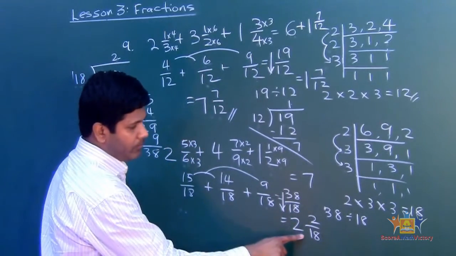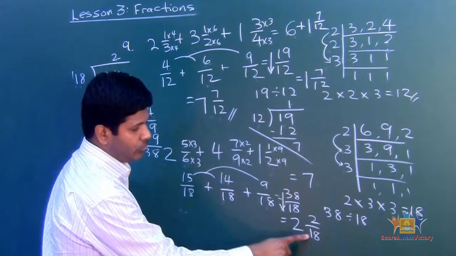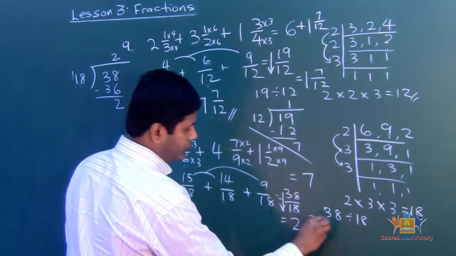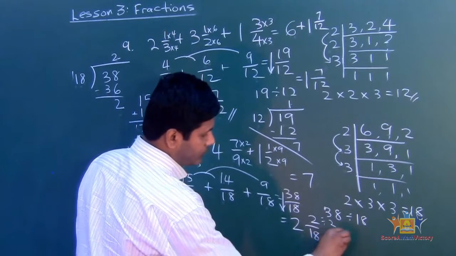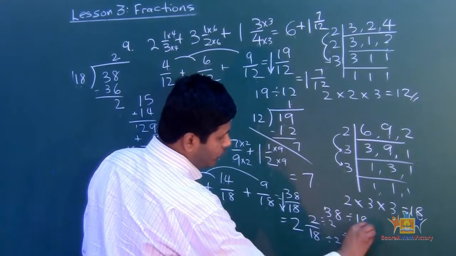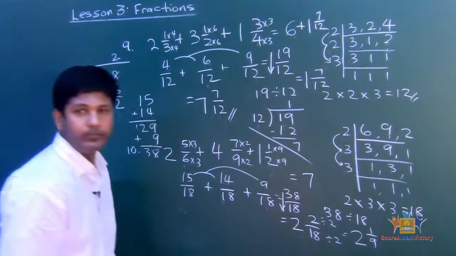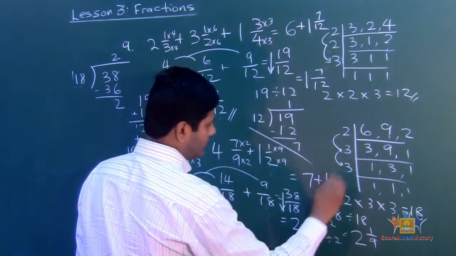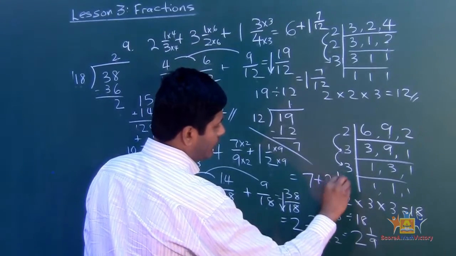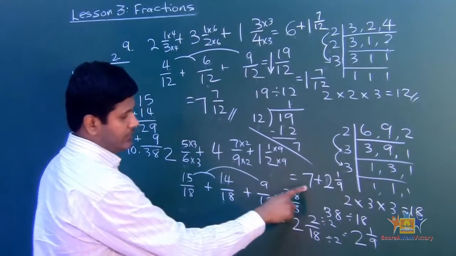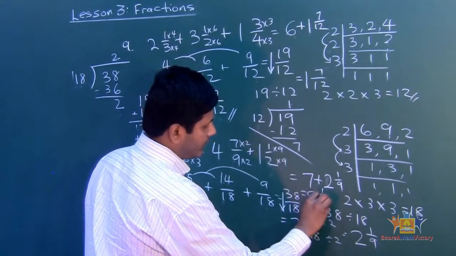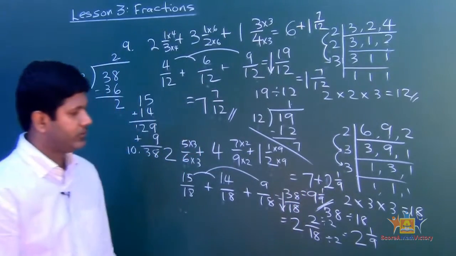Now, before we add it down, look at this, 2 over 18. I can simplify. I can divide this by 2, and this by 2. That gives me 2, 1 over 9. Now I add it to this one. Plus 1, 2, 1 over 9. 7 plus 2 is 9. 1 over 9. That's my answer.